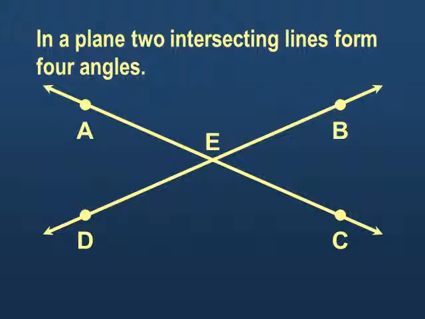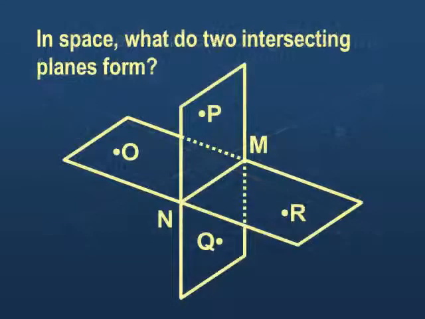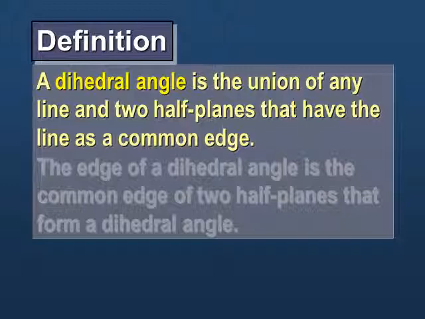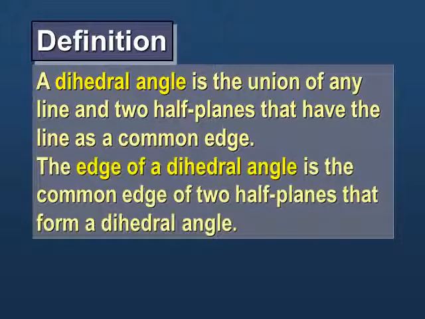Okay, so in a plane, two intersecting lines form four angles. In space, what do two intersecting planes form? Well, they do form angles as well, but they're called dihedral angles. A dihedral angle is the union of any line and two half planes that have the line as the common edge. So that line is like the vertices that we've been used to being a point. The vertices is now a line, or the edge of the dihedral angle is the common edge of the two half planes.